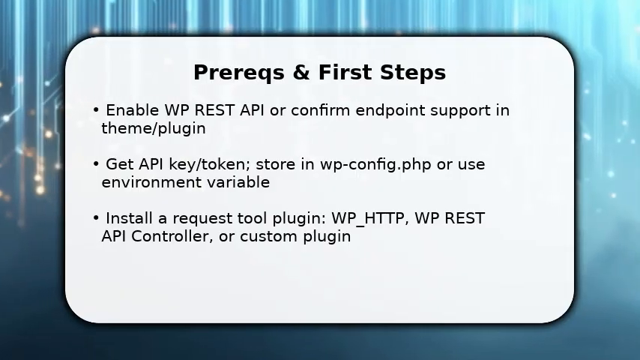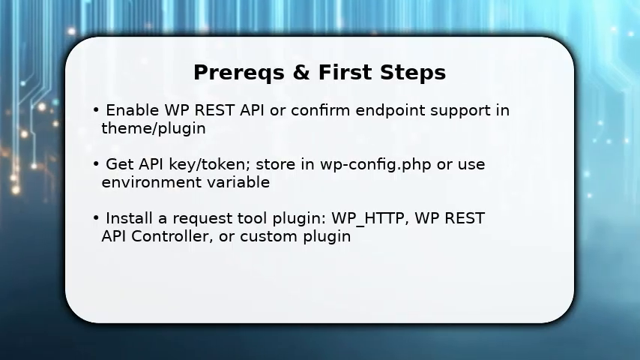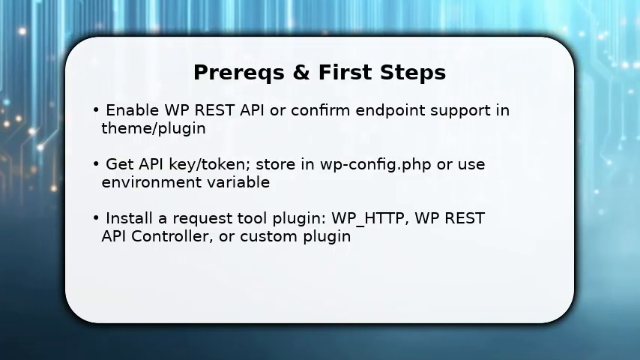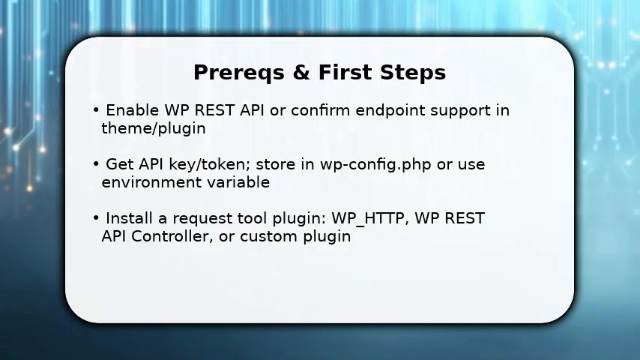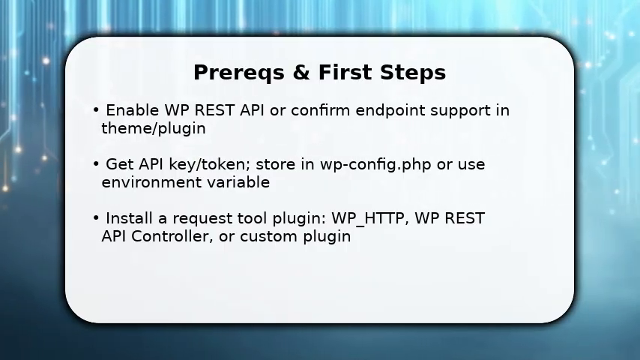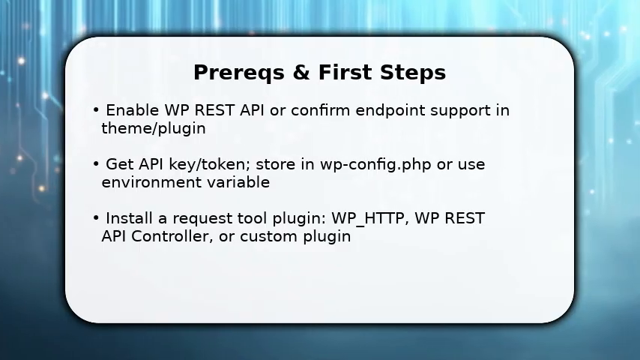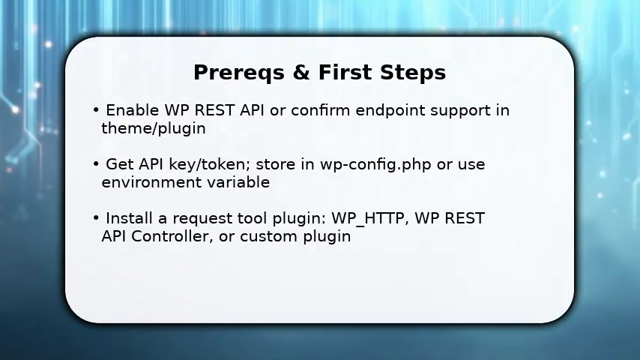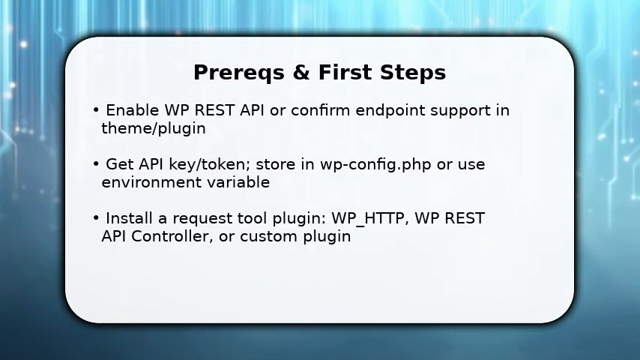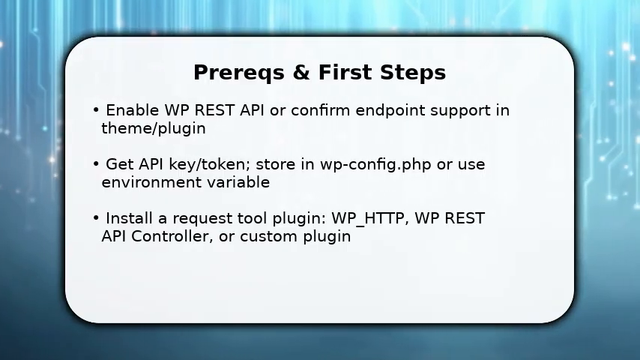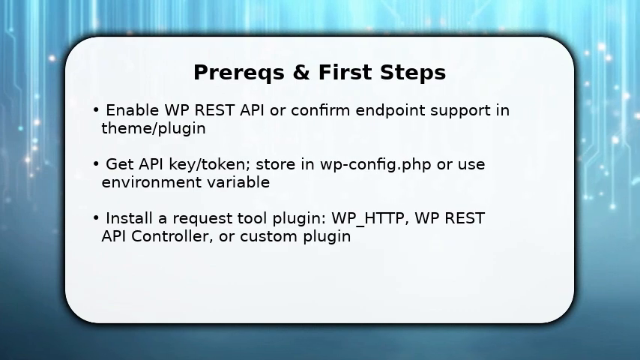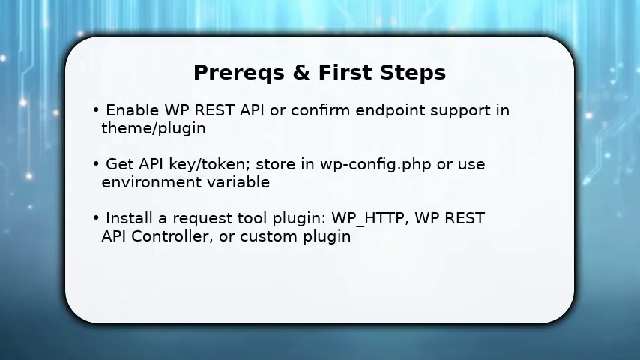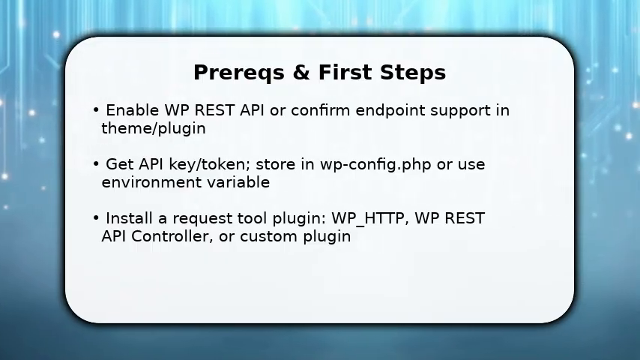You need working prerequisites, an API key, endpoint URL, and request library ready in WordPress. First, add your API key to wp-config.php or set an environment variable so it is not in the database. Next, install or enable a plugin that lets you craft HTTP requests, use WP HTTP, or build a small custom plugin to centralize calls. Once done, create a basic function that reads the key and calls wp_remote_get or wp_remote_post to verify connectivity and response format.